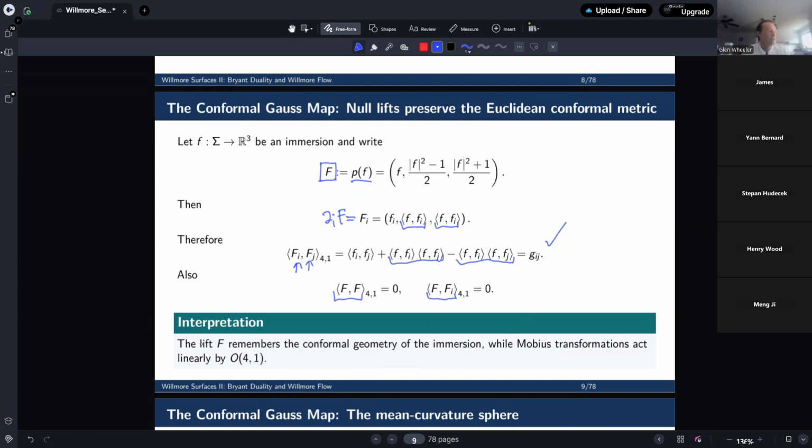I've got some Möbius geometry remark there, which you can take on faith. So yeah, the lift has all the information of the original immersion. You can see that easily. It's in the first three components. And the Möbius transformations act linearly on this de Sitter space, which is very good.